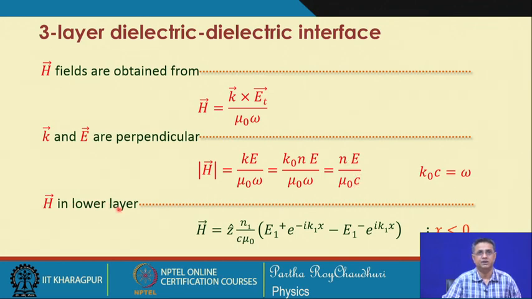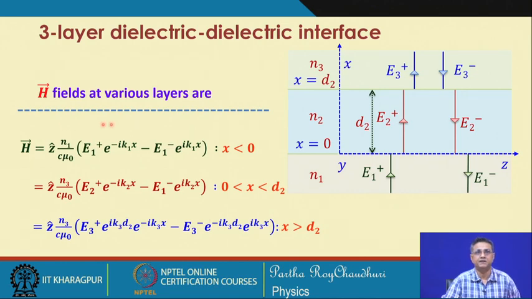So, H in the lower layer, the first layer, we can write down in this form, because from this equation we can see that H will have a z component. So, n1 by c mu naught, E1 plus e to the power of minus i k1 x, where k1 is the propagation vector in the first layer. Therefore, we can write in this equation, and similarly the fields at various layers will be of this form.